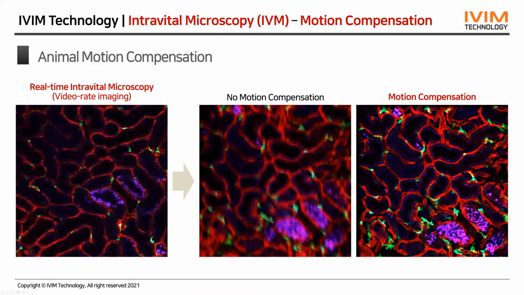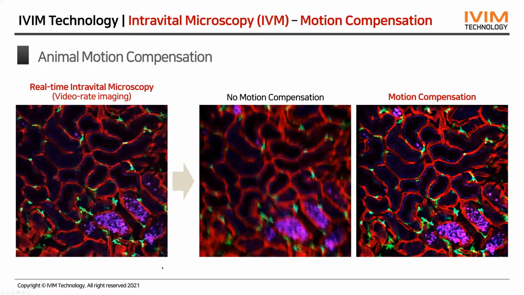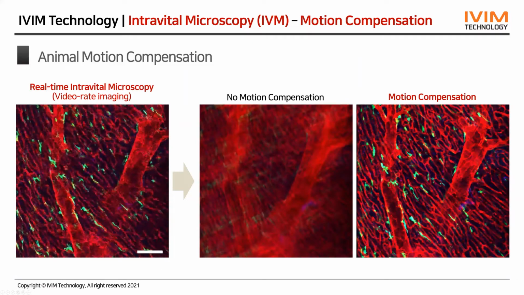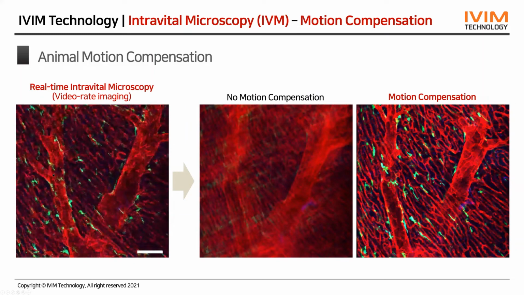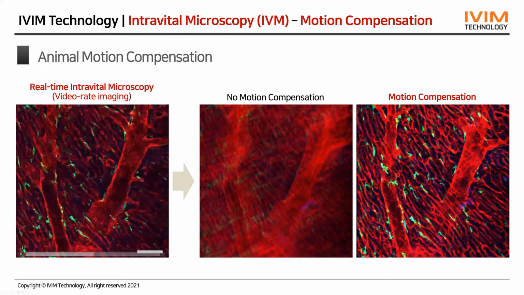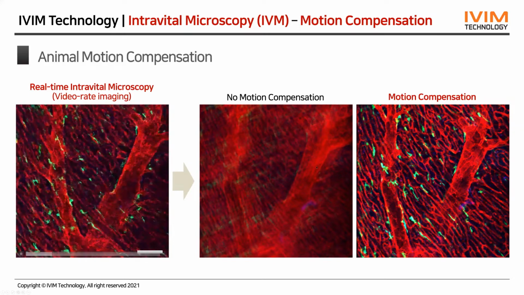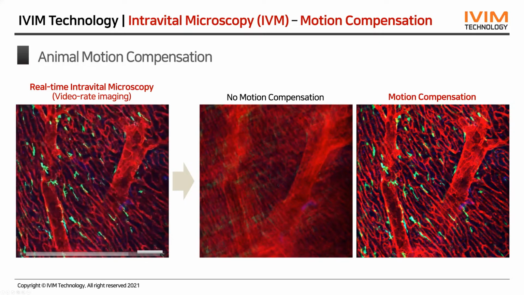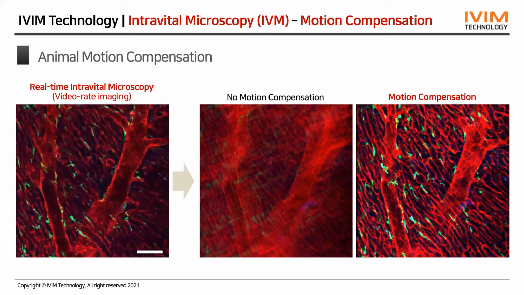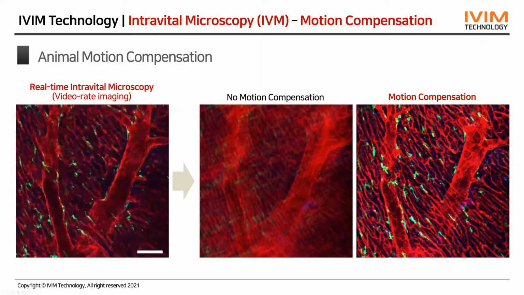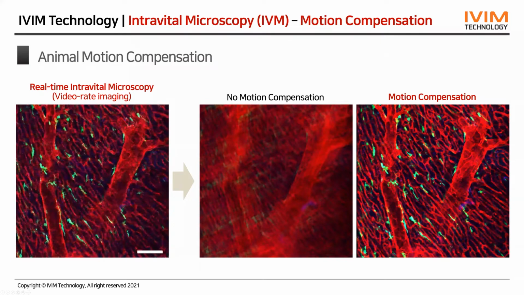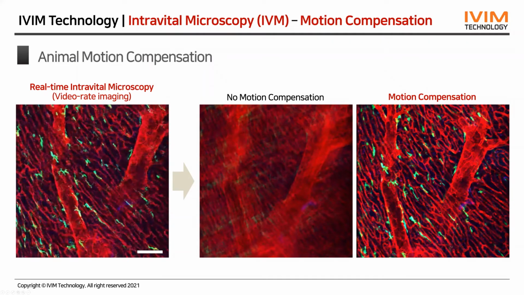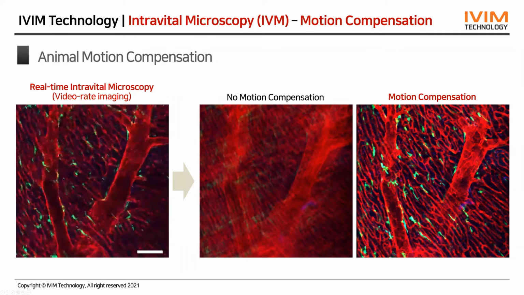And this is another example of the tissue motion in real situations. What you're looking at is the blood vessel and CX3CR1-GFP cells in the heart, actually. Without the motion compensation functions, you will always end up with this kind of blurred images. So you definitely need frame by frame motion compensation to achieve high resolution imaging from moving tissues.